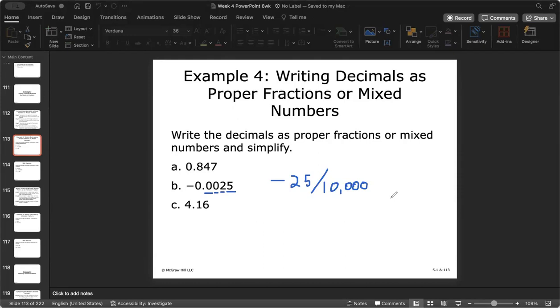25 does go into 10,000. We can cancel it 400 times. So this is the same thing as the fraction -1 over 400 when you simplify it. That's what that one is. Same process though. Take the value without the decimal, put it in the numerator, and then the denominator is going to correspond to the place of the last term, the 10,000th place. And that's it.